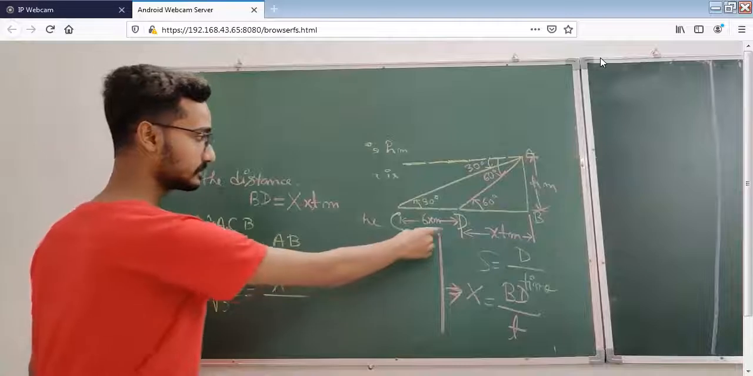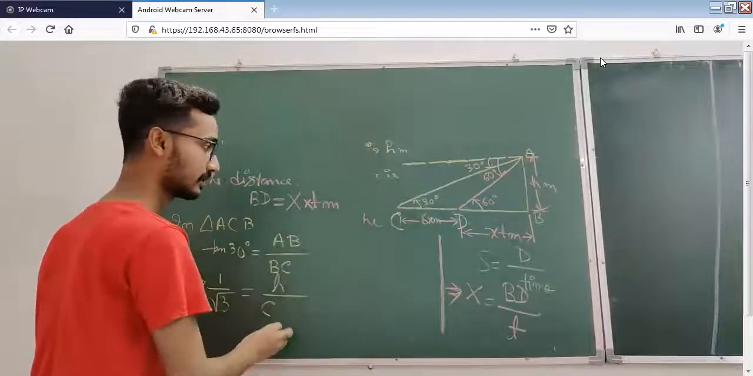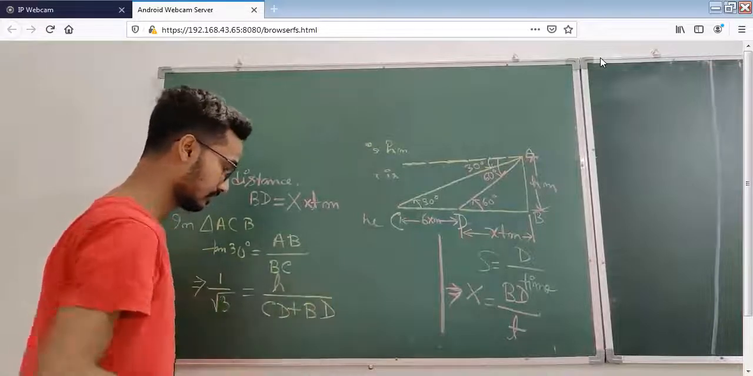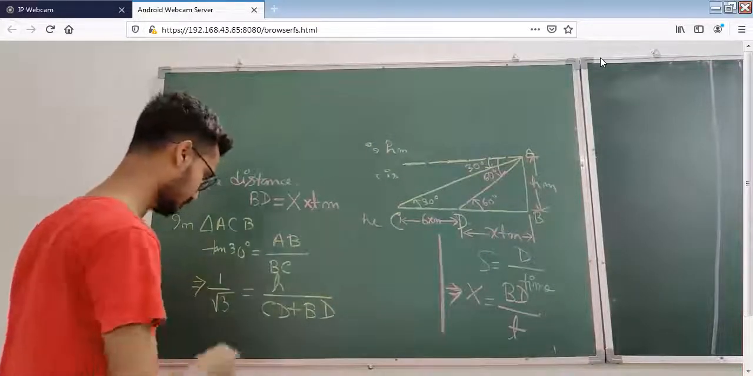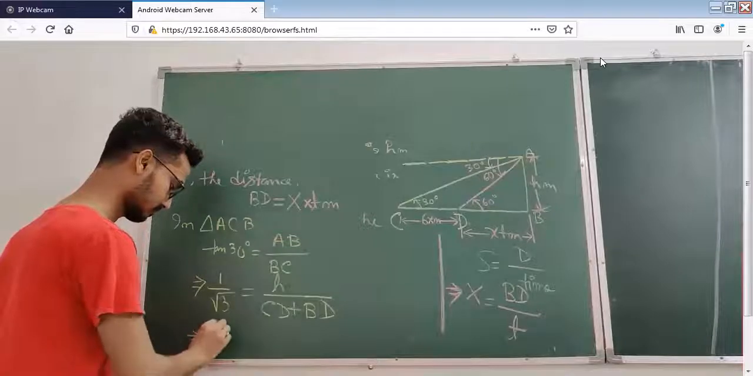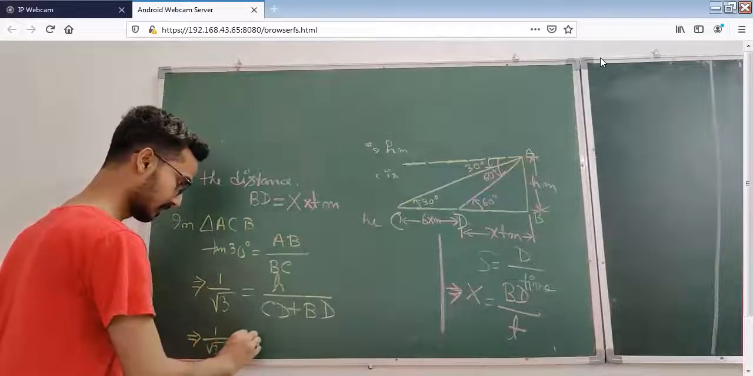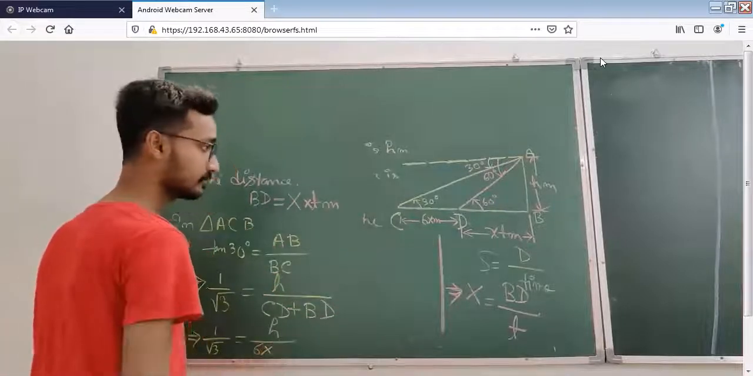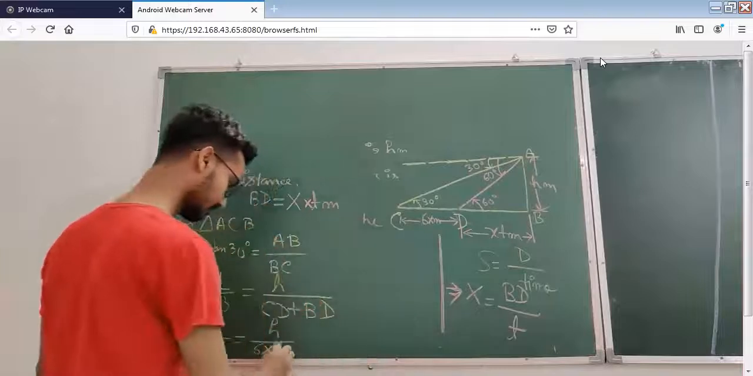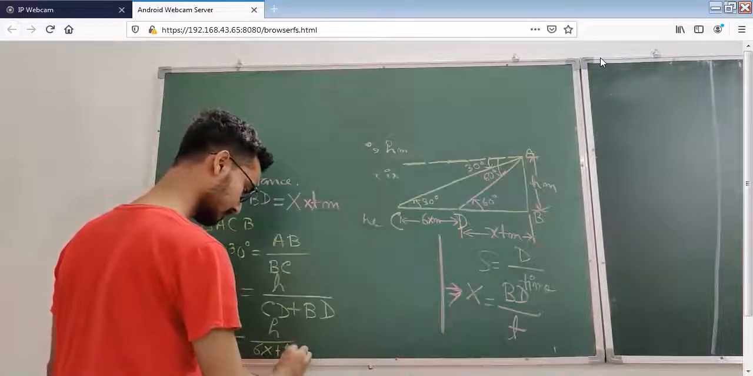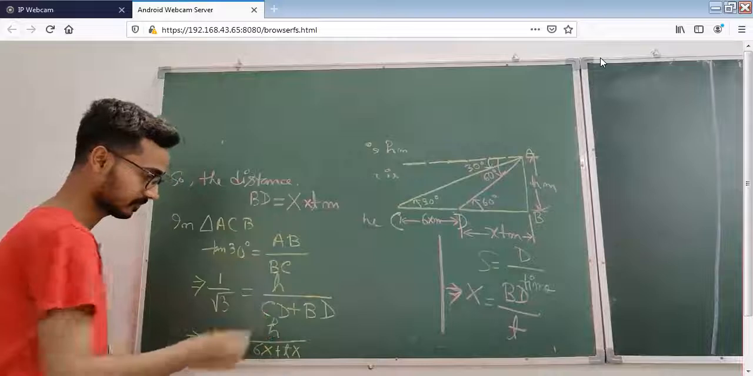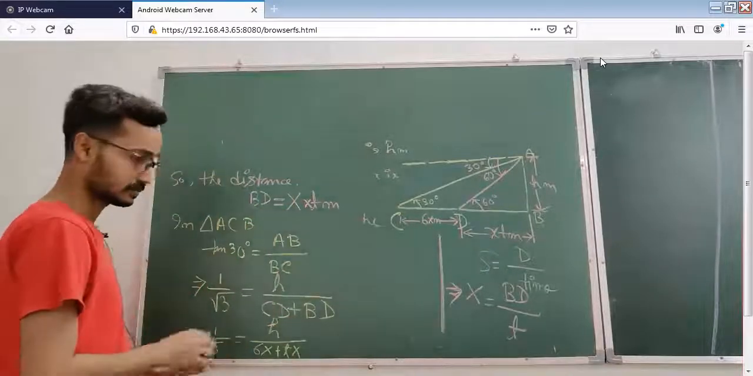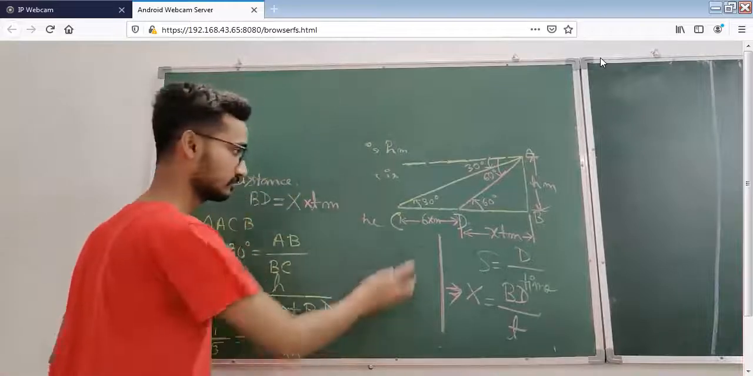And BC is nothing but CD plus BD. BC we can write CD plus BD. Now, in place of CD, we can write 6x meter, and in place of BD, we can write tx meter. Up to this clear? Just now we have found this one.